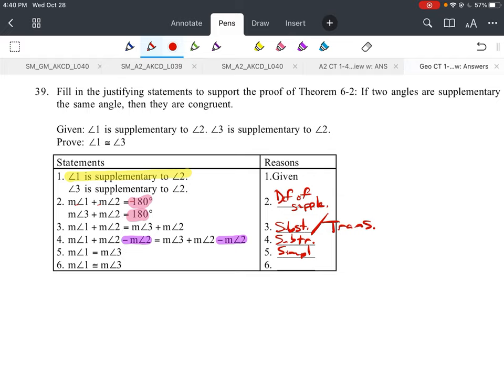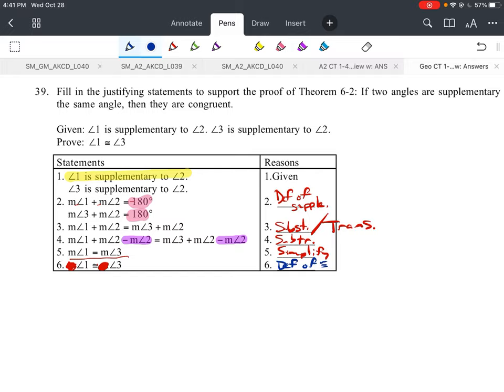And then the very last step, how do I know that their measures, if their measures are the same, it actually shouldn't have M here. It should just say angle 1 and angle 3, because otherwise you're not finishing the proof here. Angle 1 and angle 3, how do you know they're congruent? That's the definition of congruence. Okay, definition of congruence.